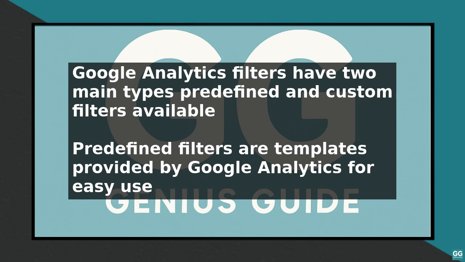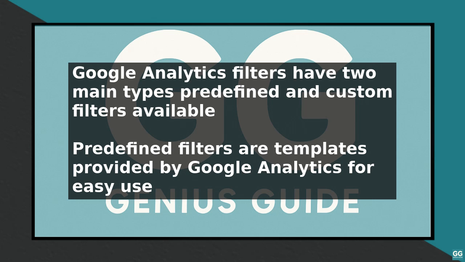The first step in integrating Google Analytics filters is to access your Google Analytics account and navigate to the admin section. From there, select the view for which you want to apply the filter and click on Filters. You will then see a list of existing filters, if any, and an option to add a new filter.